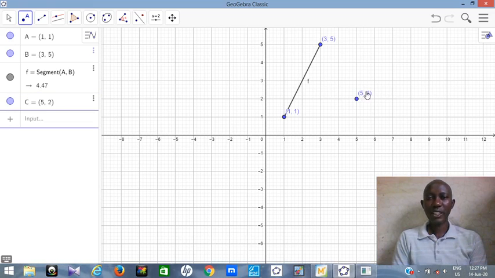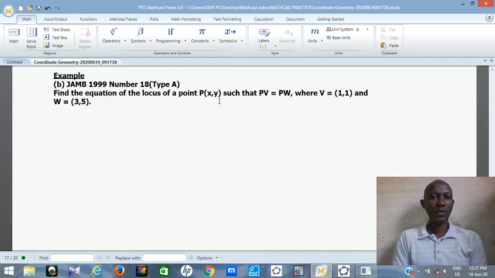So there's a point somewhere here. They didn't give us the coordinate of that point. If you look at the question, it says this point, the coordinate is x and y. They did not give us the coordinate, and the question doesn't even want us to find this coordinate. All they want us to find is the equation of this locus.